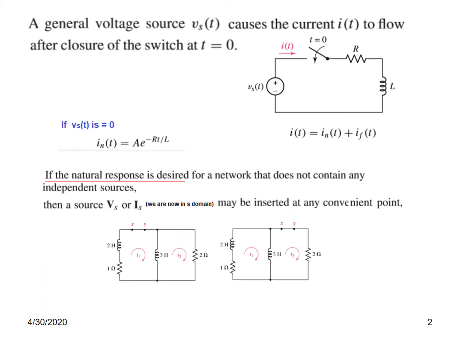Okay. Now, if the natural response is desired for a network that does not contain any independent source, like this, they do not have any source, then a source Vs or Is may be inserted at a convenient point. So we can insert a source either here or at both the places to solve the circuit or to get the current or voltage.